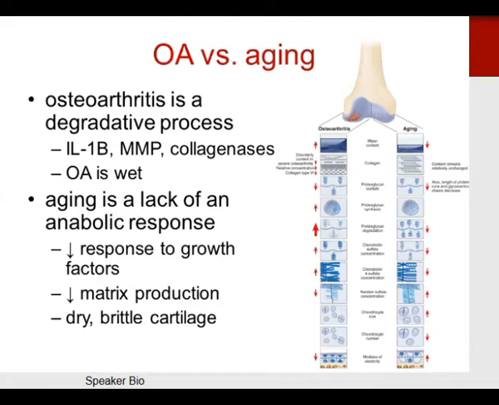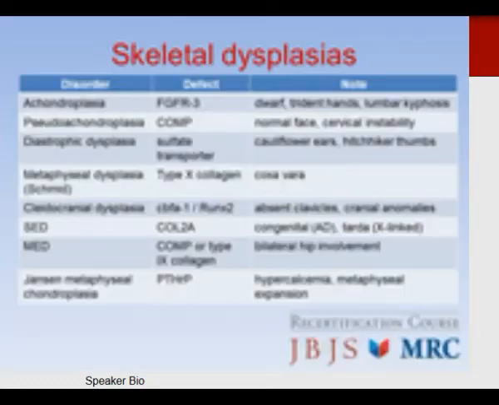Now with aging, you have a lack of an anabolic response. So we talked about osteoarthritis as a degradative process where you actually have inflammatory mediators which help to cause osteoarthritis. With aging, you have a lack of response to growth factors. You have decreased matrix production, and it produces dry and brittle cartilage. So osteoarthritis has an increased water content. Normal aging has decreased water content.